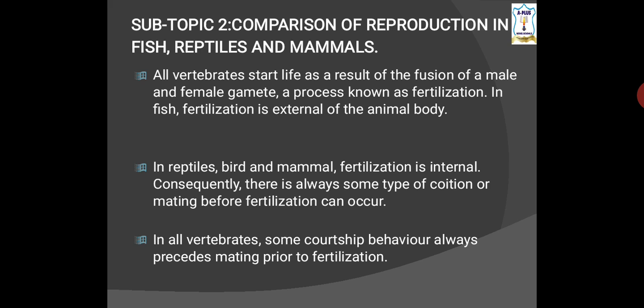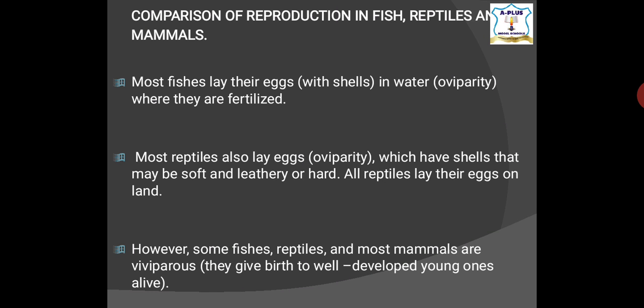Yes, in mammals, reptiles, and birds, there must be a kind of copulation, a kind of mating, a kind of sexual activity before fertilization can occur. In all vertebrates, some courtship behaviors always precede mating prior to fertilization. That means there must be a behavior between the male and the female animal before it leads to mating, which will lead to what? Fertilization.